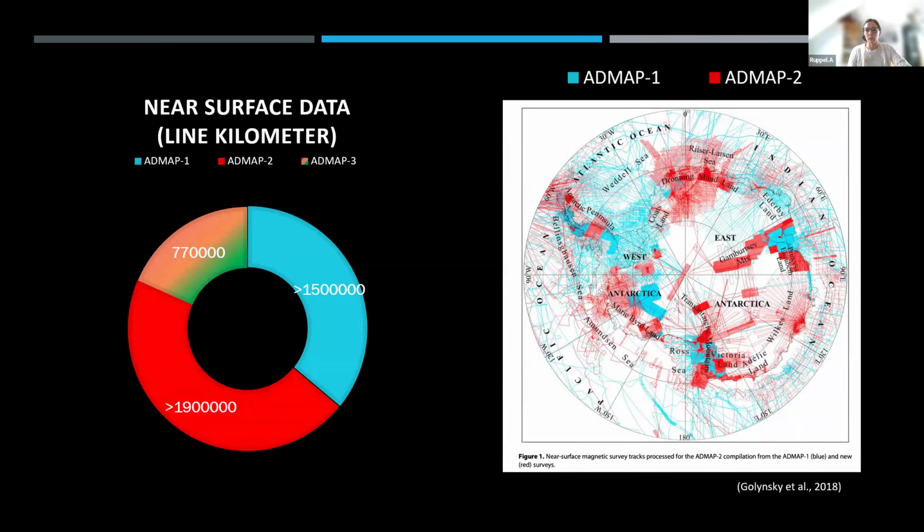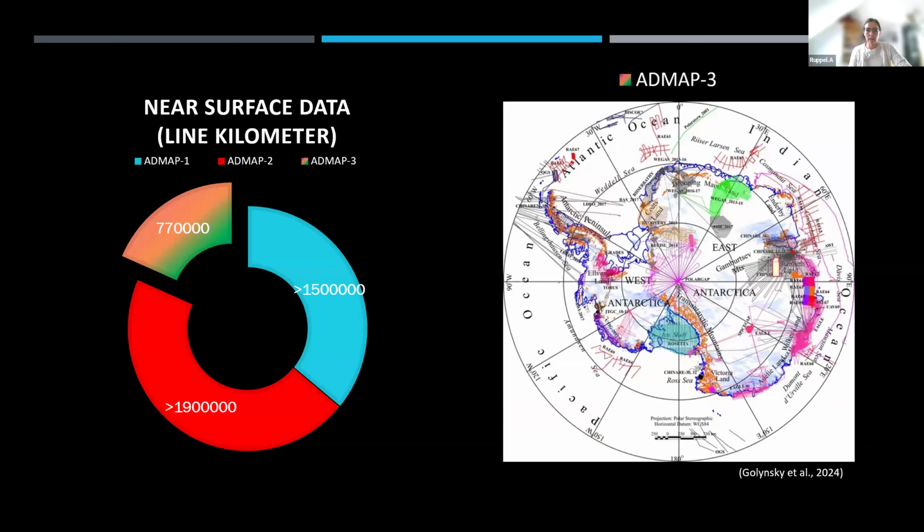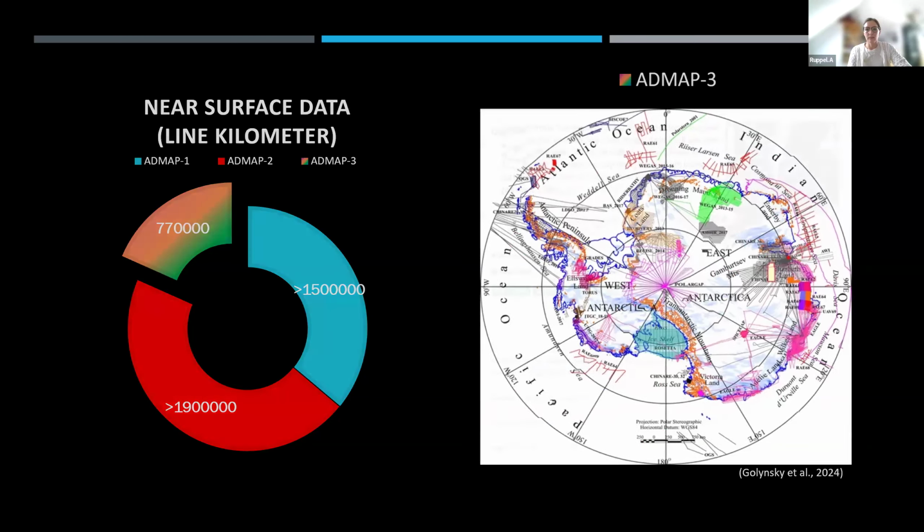To put this into perspective, ADMAP 1 included about 1.5 million line kilometers, and ADMAP 2 added roughly 1.9 million more, clearly increasing the total coverage, as we see in the figure on the right-hand side of both compilations. For ADMAP 3, around 1,770,000 line kilometers of new survey data are indicated here in various colors. They are already available and will be incorporated into the next version, helping us move closer to complete coverage.